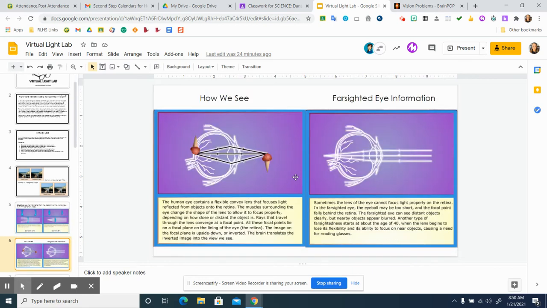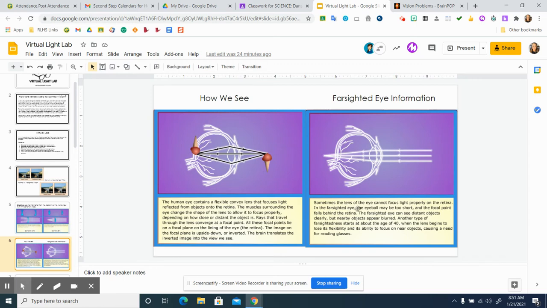The human eye contains a flexible convex lens that focuses light reflected from objects onto the retina. The muscles surrounding the eye change the shape of the lens to allow it to focus properly. Depending on how close or distant the object is, rays that travel through the lens converge at a focal point. So they come together at the focal point. All these focal points lie on a focal plane on the lining of the eye, which is the retina. So the light comes through your eye, hits the back of your eye, and that is your retina, and that is how you're able to focus your images. The image on the focal plane is upside down or inverted, but the brain translates that inverted image into the view we see.